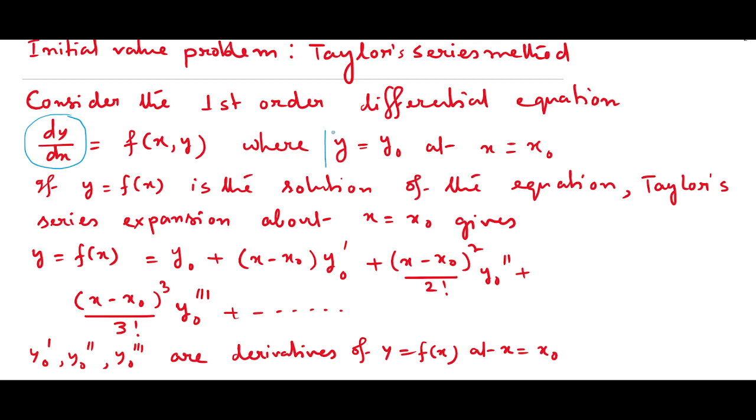Now this initial condition is very important. So we are provided with an initial condition y equals to y naught at x equals to x naught. So that means if this is the function y equals to f of x, so if we put x naught in place of x, y becomes y naught. So the value of x is x naught and the corresponding value of y is y naught. So this is the initial condition.